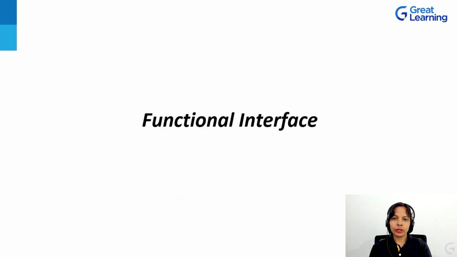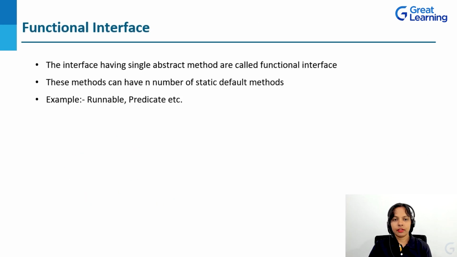Now let me talk about functional interface. So what is a functional interface? An interface having a single abstract method inside it is called a functional interface. Now what is an abstract method? A method which does not have implementation code then and there is called an abstract method. Meaning the interface will only have the method declaration. The implementation will not be there.